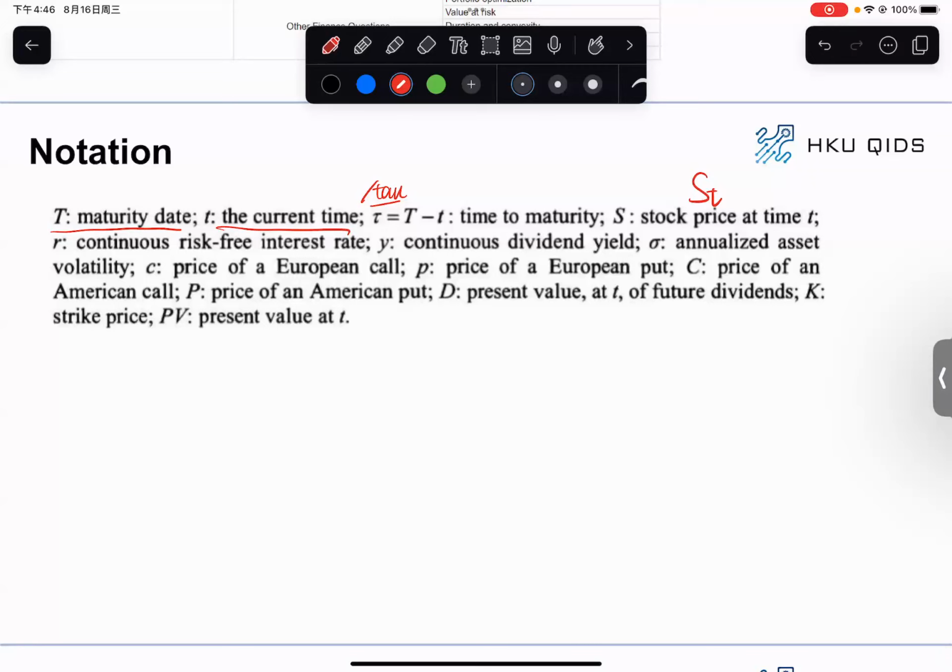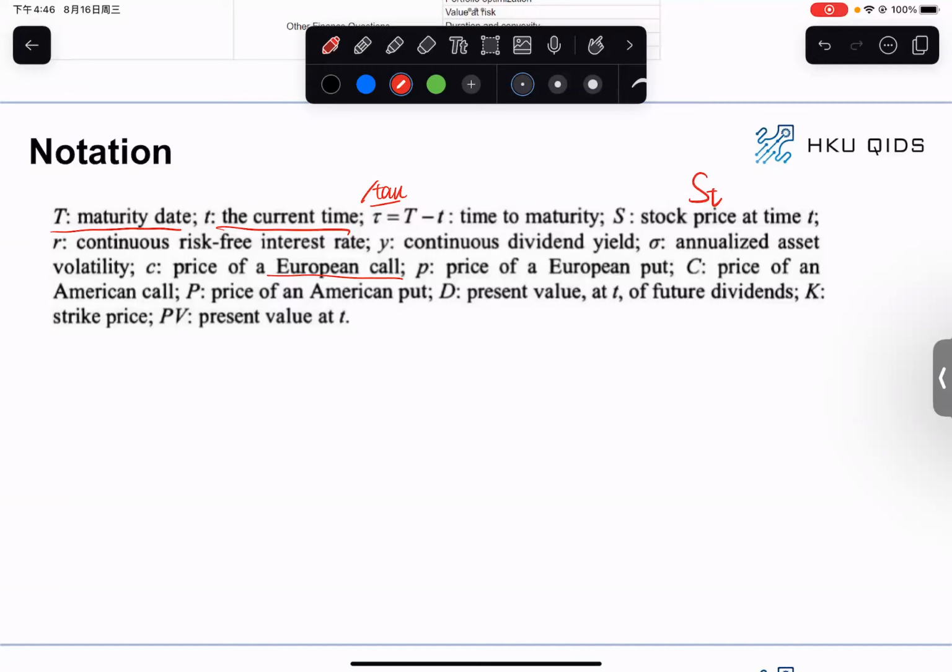If you are buying things like futures, of course, you don't have any dividend. And you also have sigma, which is the annualized asset volatility. The small c is the price of the European call, and p is the price of the European put. A large C is the American call because, you know, it was invented by Americans, so American first, they get the capital letter, okay? And they also have a large P.